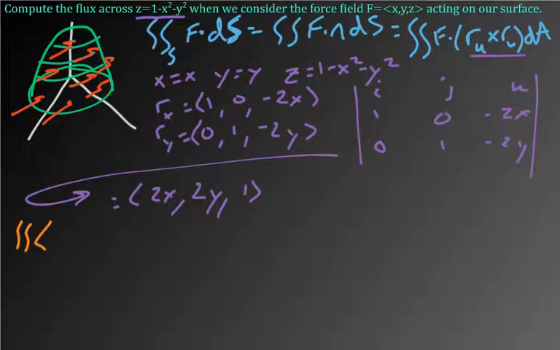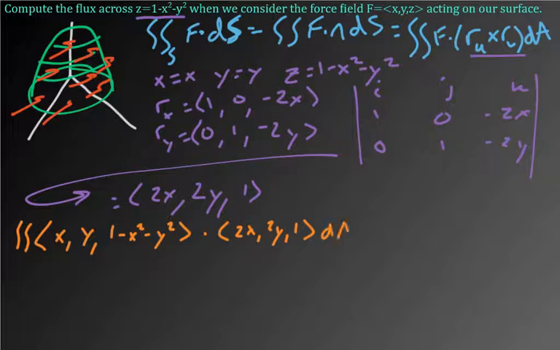All right, so now we can set this thing up. F parameterized is just the field x, y, z. So put an x in x, you get x, y in y, you get y, and z is 1 minus x squared minus y squared. And that's what I'm going to dot with 2x, 2y, 1. If you dot product and simplify everything, it's going to simplify to 1 plus x squared plus y squared dA.